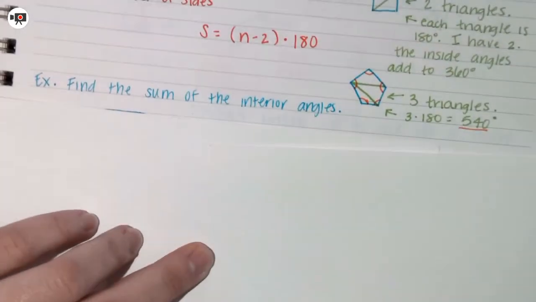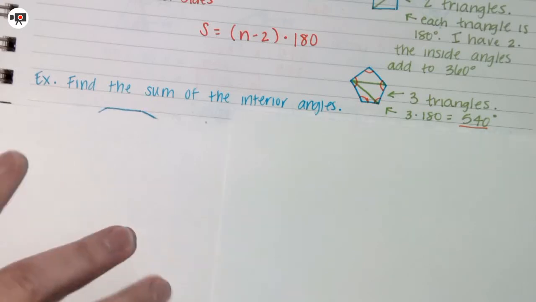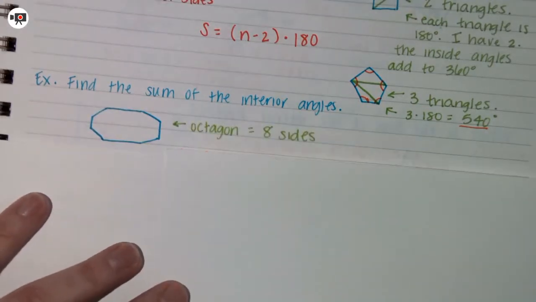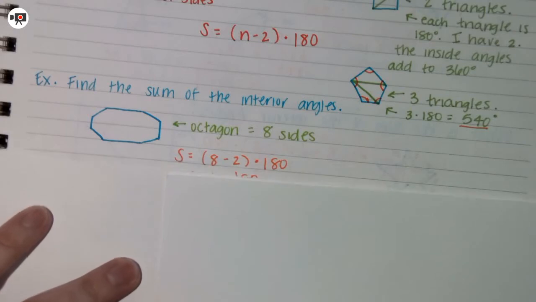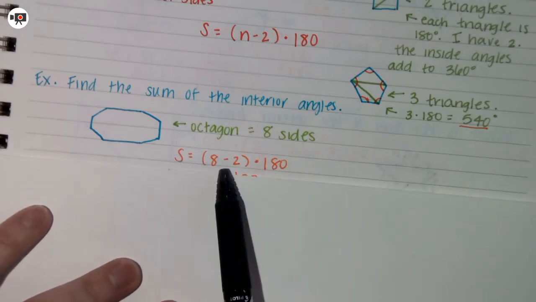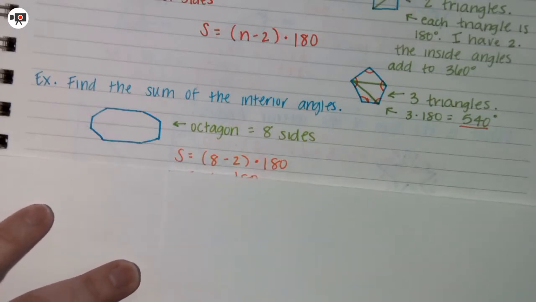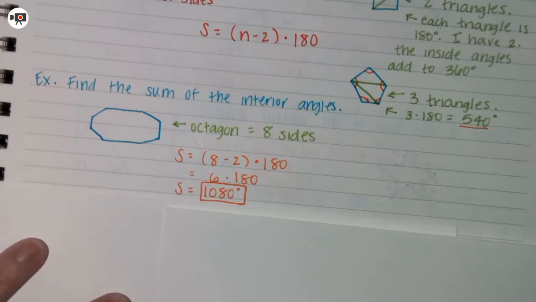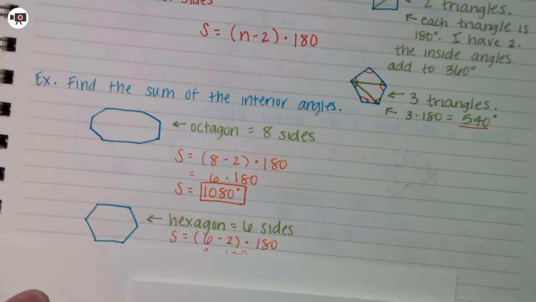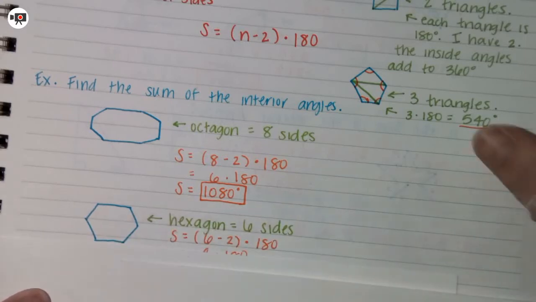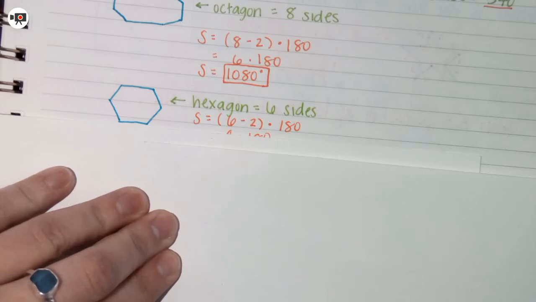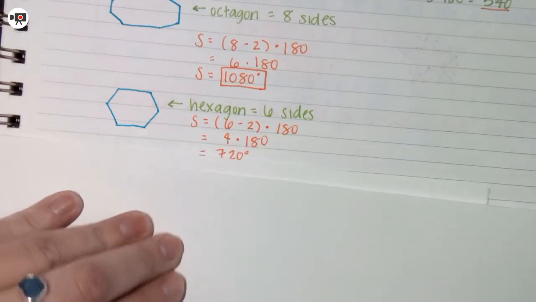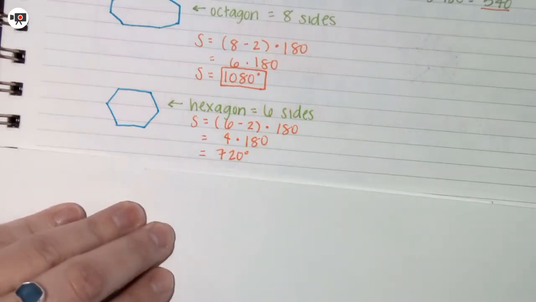So we're going to find the sum of the interior angles of an octagon. An octagon has 8 sides, so my formula is S equals 8 minus 2 times 180. So that's 6 times 180, which is 1080. And that is what the inside of all of the angles add up to. If I have a hexagon, I'm going to have S equals 6 minus 2 times 180, which is 4 times 180, which is 720.